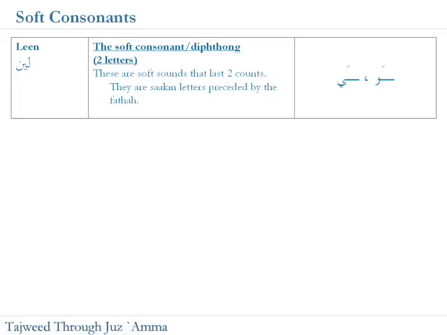Then we have the soft consonants, which we have a separate lesson on, and they're known as the harf lean, but the attribute here is called lean. And it says here they are soft sounds that last two counts. They are sakin letters preceded by the fatha. So this is the ow and the a, which are very soft, have no direct contact with most of the mouth on the point of completing the sound.